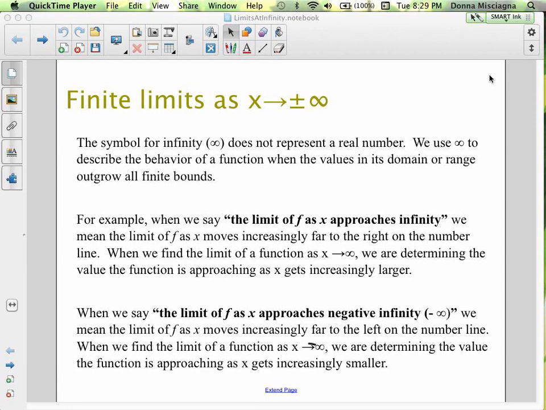When we find the limit of a function as x approaches infinity, we're determining the value the function is approaching as x gets increasingly larger. When we say the limit of f as x approaches negative infinity, we mean the limit of f as x moves increasingly far to the left on the number line. We're determining the value the function is approaching as x gets increasingly smaller.